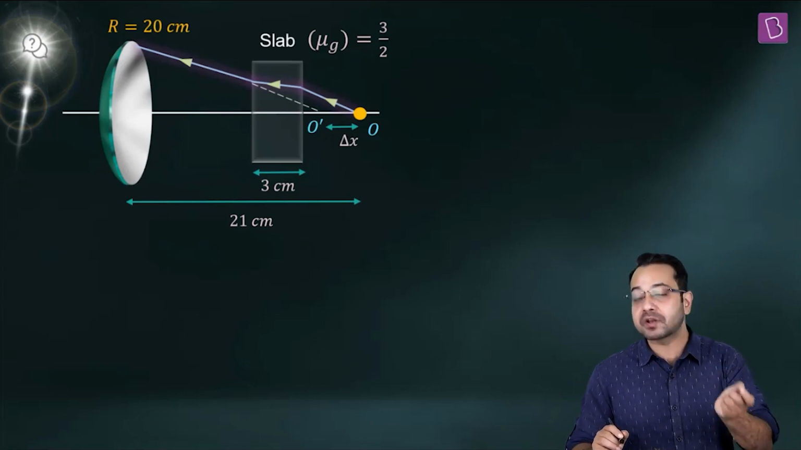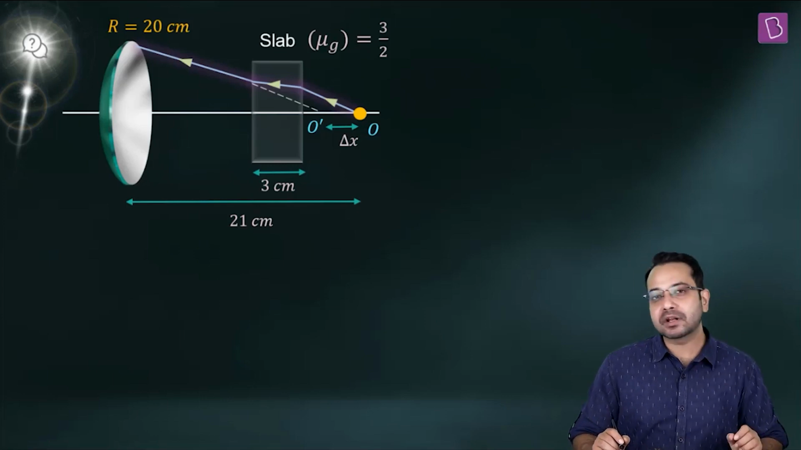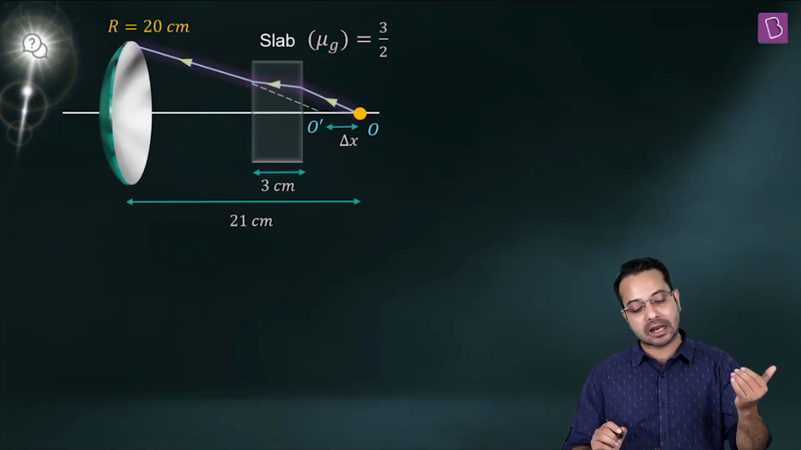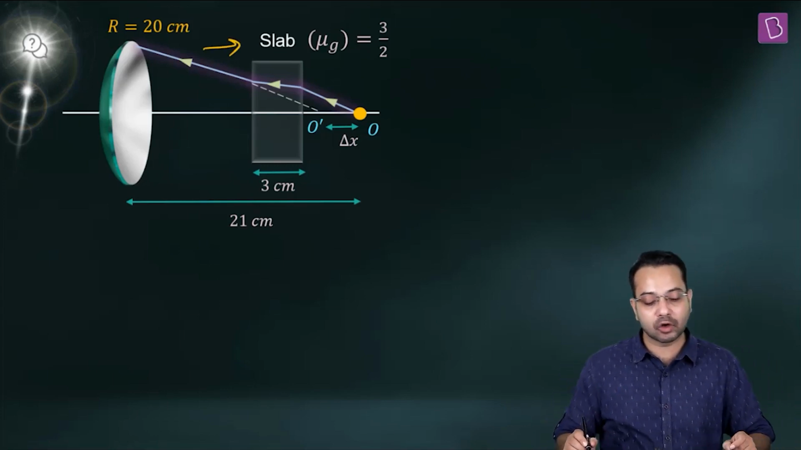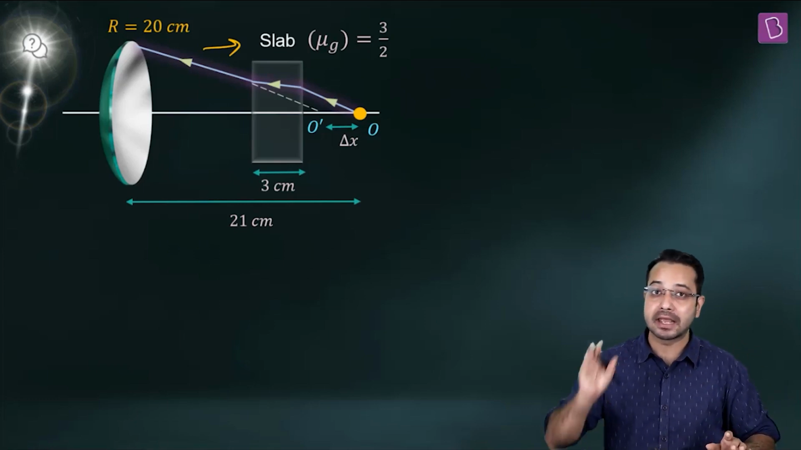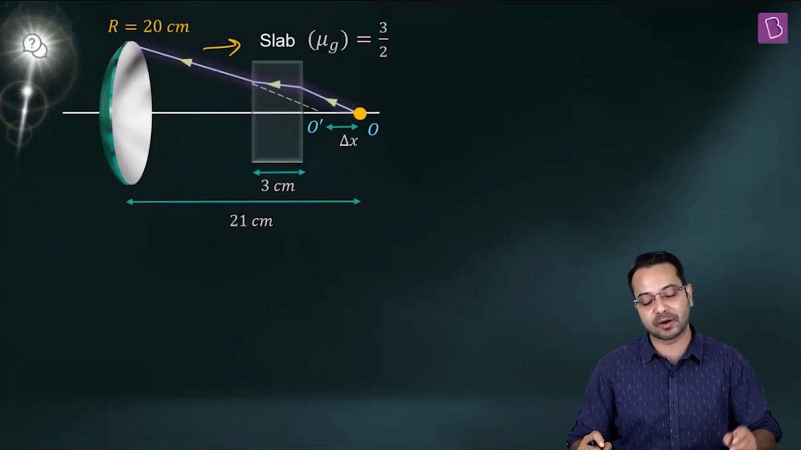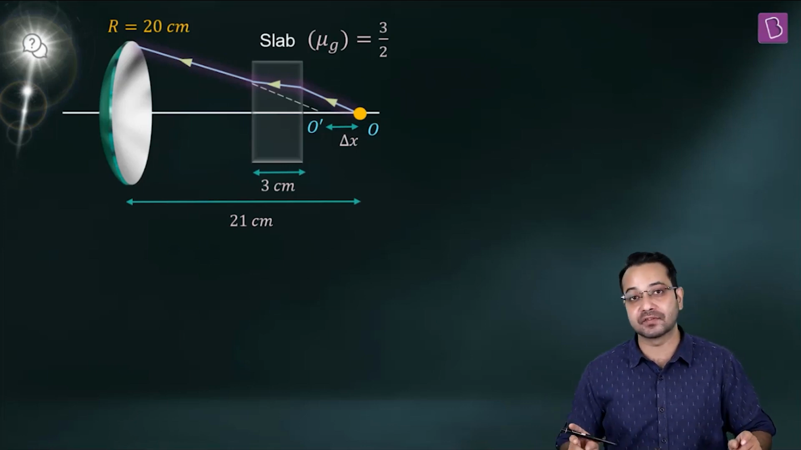Okay, so the mirror is going to form that image again. Now when the mirror forms that image, light is again going to go in this direction after reflection from the concave mirror. Okay, then it is going to get refracted from the slab again, and then the final image is going to be formed. So there are two refractions and one reflection. Let's see how to solve this question.